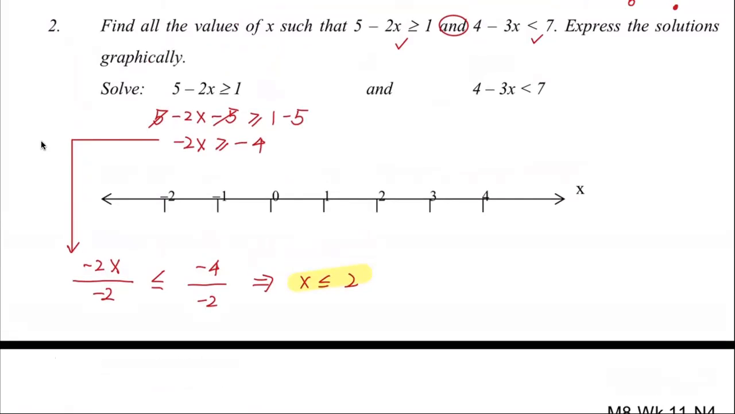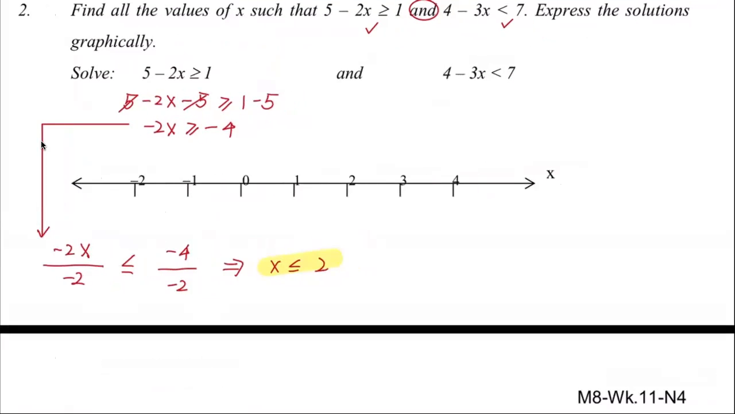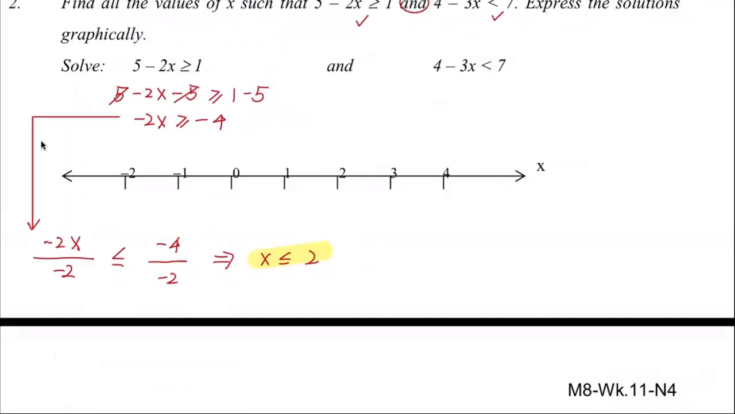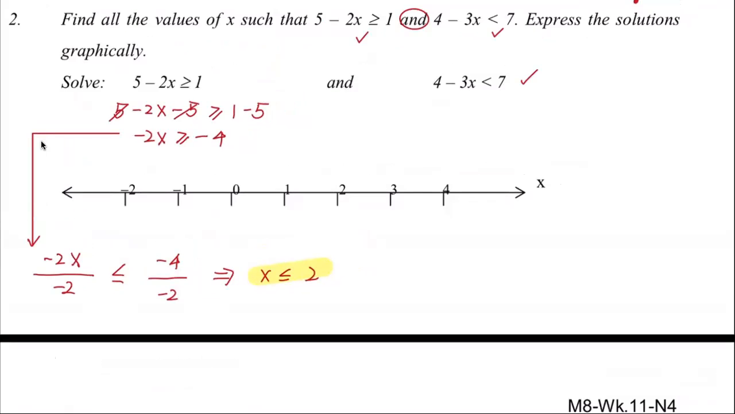Let's try to solve it. Okay. So here, it's this one. I'm talking about this one. Okay. So 4 minus 3x smaller than 7. So we need to subtract 4 from both sides of the inequality, right? We have done this multiple times. Right? 4 and 4 cancels out.